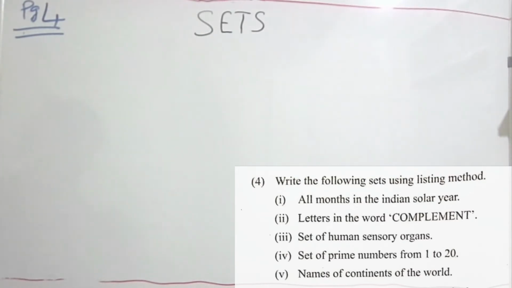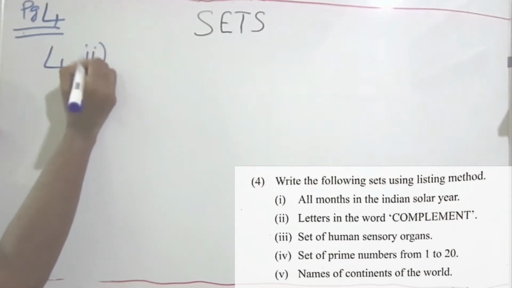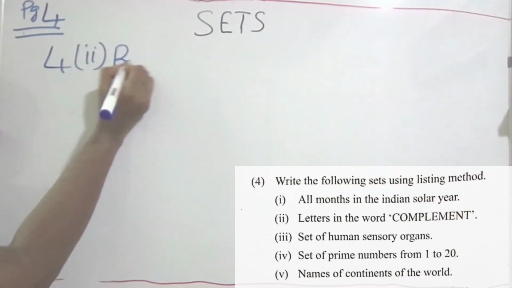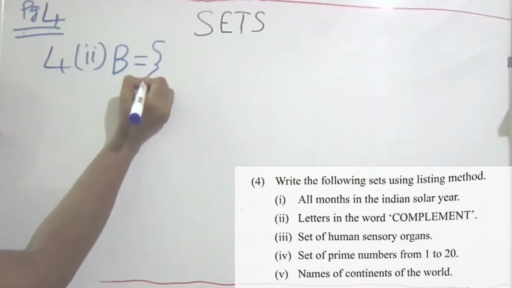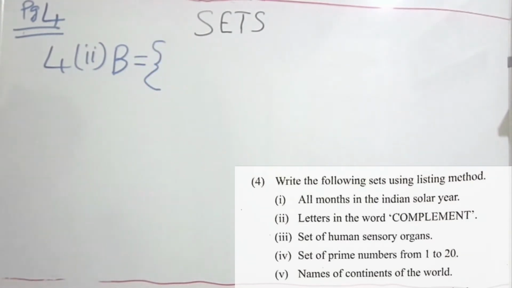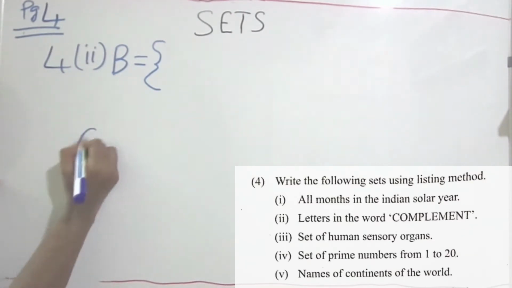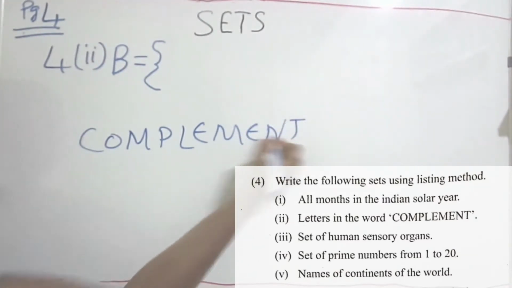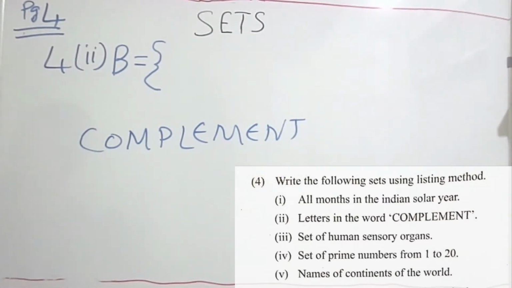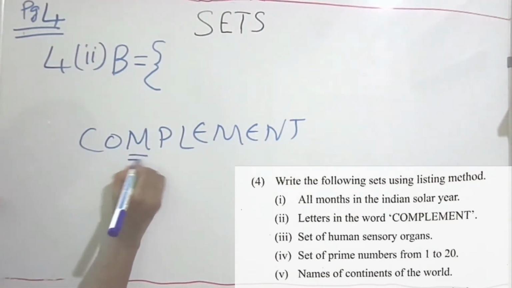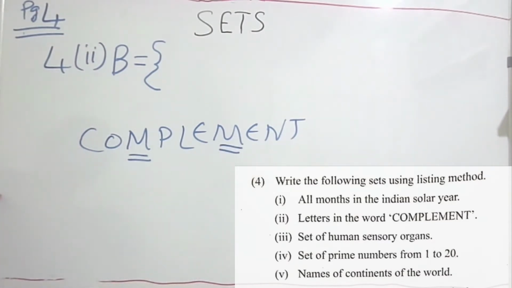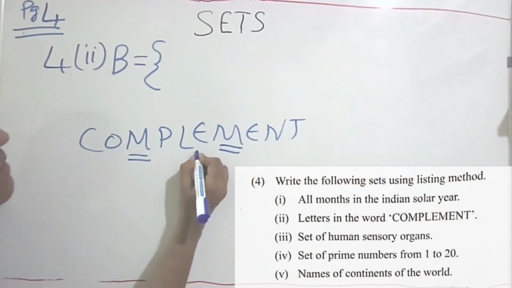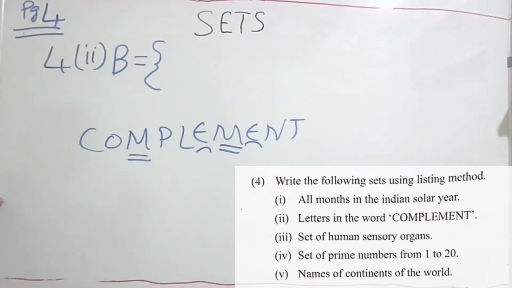Question number 4, second one: letters in the word complement. How do we begin? Write the name of the set, B. This is the listing method, each and every member gets importance. Complement. Let us first underline the letters which are repeated. C is not repeated, O is not repeated, M is repeated, L is not repeated, E is repeated, N is not repeated, T is not repeated.